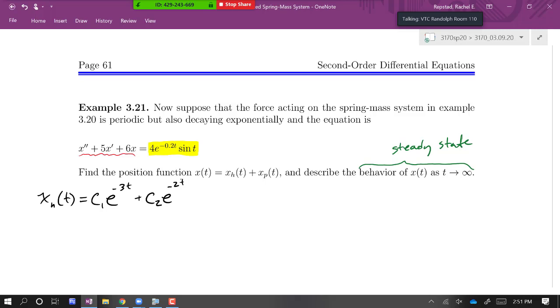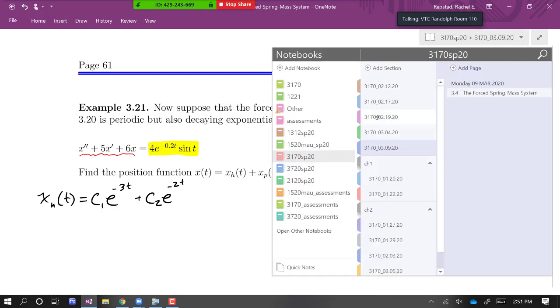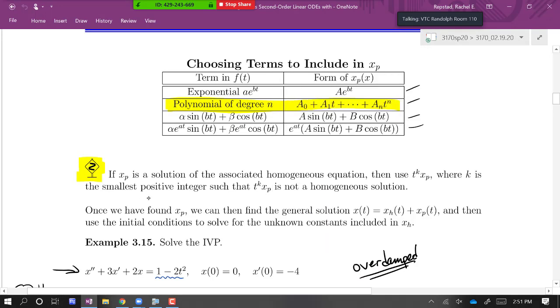What we need to do now is ask what form that particular solution should take on. When we're using the method of undetermined coefficients, the basic rule is, and maybe I'll go back to the table we've all been using, that you take the forcing function, some unknown coefficient on the forcing function, plus all of its derivatives.